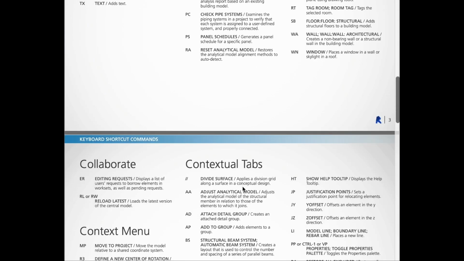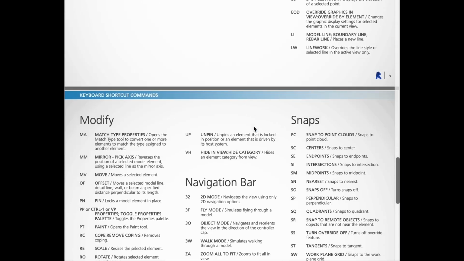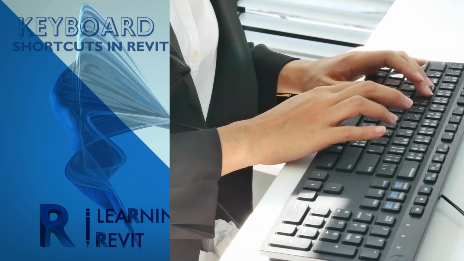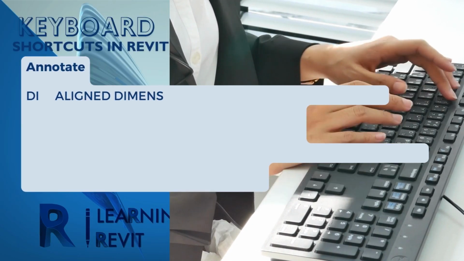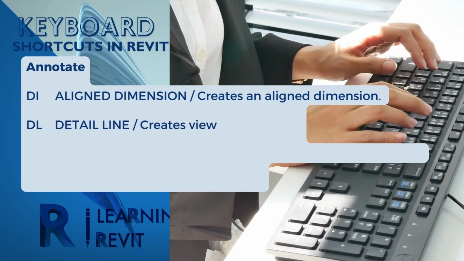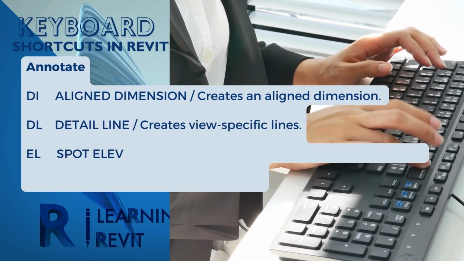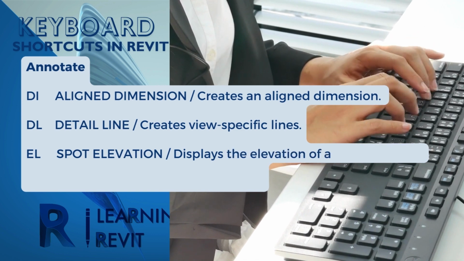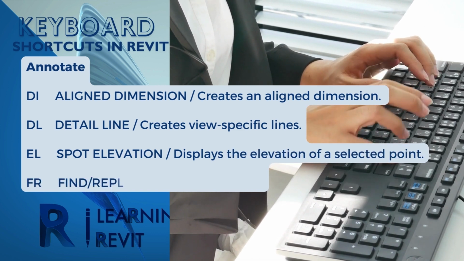Here is the list of keyboard shortcut commands in Revit, which is grouped according to category. First is Annotate. DI, Align Dimension, creates an aligned dimension. DL, Detail Line, creates view-specific lines. EL, Spot Elevation, displays the elevation of a selected point.